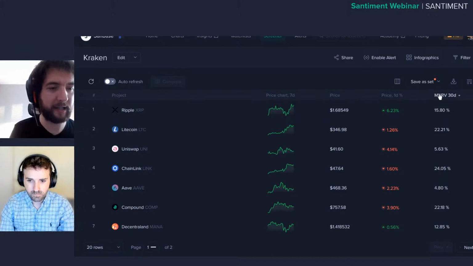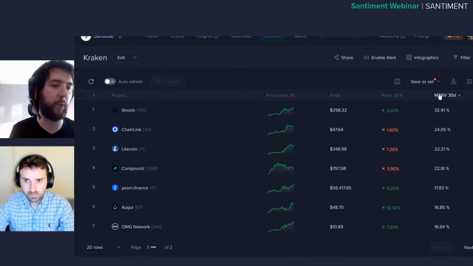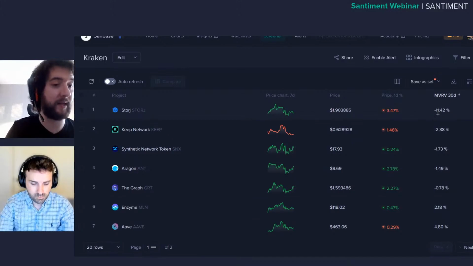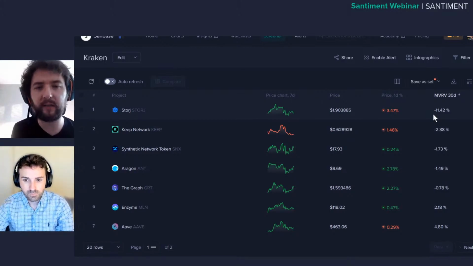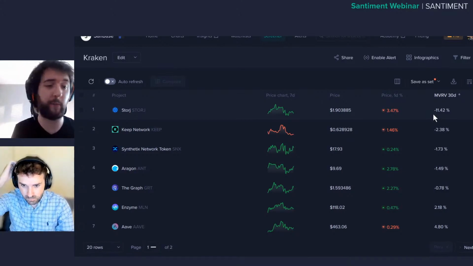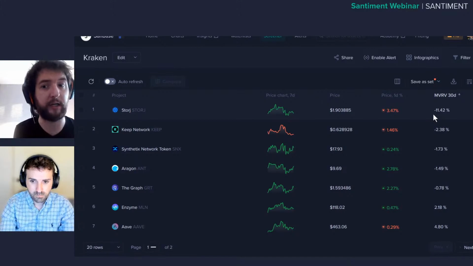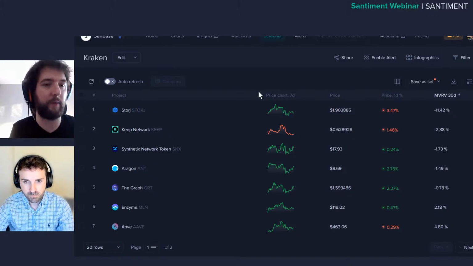And then you can actually rank the coins by their 30, 180, 365 day MVRV, whatever you want. You can rank the coins from highest to lowest, or from lowest to highest MVRV. So for example, right now we can see that out of all the coins that I'm sometimes looking at on Kraken, Storage has the lowest 30-day MVRV, suggesting that its short-term holders are in quite a bit of pain, minus 11.4% on average on their initial investment. So if I were to look into Storage, I would look into a bunch of other metrics to figure out whether it might be an entry opportunity for me at this point in time.